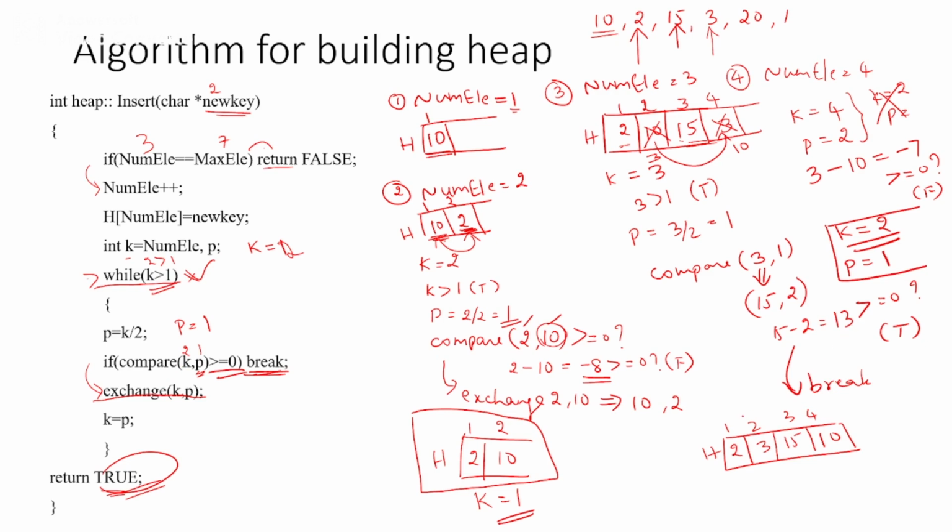Again compare k and p. k is pointing to 2 and p is pointing to 1. So compare these two now. This is p and this is k. 3 minus 2, that is equal to 1. Whether it is greater than or equal to 0, it is true. So no need of exchanging it. Directly break and come out, return true. So this will be your heap after that.